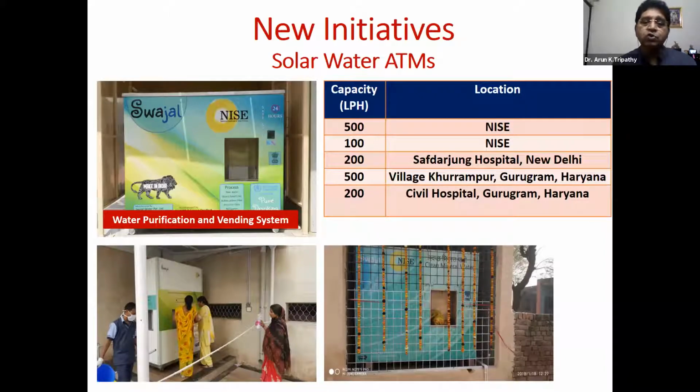So now we are trying to solarize daily use applications in the country. This is a solar ATM. We call it a solar ATM, and in our institute we have installed 2 of these systems. You can see the system installed at the Safdarjung Hospital and at the village Khurrampur civil hospitals, in which you put the coin or the card and you get different fractions of drinking water. We get RO clean drinking water, and our institute is completely using this. We have installed these systems in Safdarjung Hospital and many hospitals. So this has become a very popular device which any institution can utilize. Next, please.